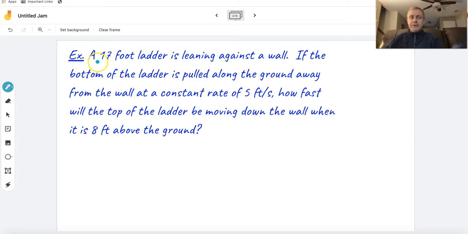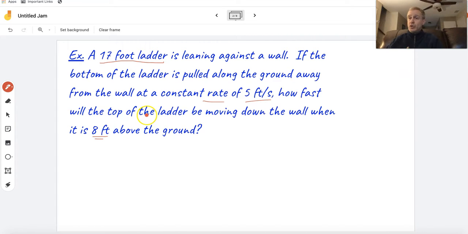We have, in this example, a 17-foot ladder leaning against the wall. If the bottom of the ladder is pulled along the ground away from the wall at a constant rate of 5 feet per second, how fast will the top of the ladder be moving down the wall when it is 8 feet above the ground? So with the related rates problem, the steps can still be the same.